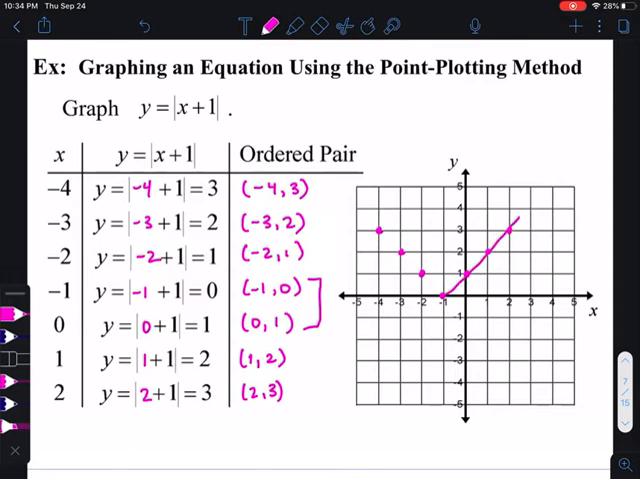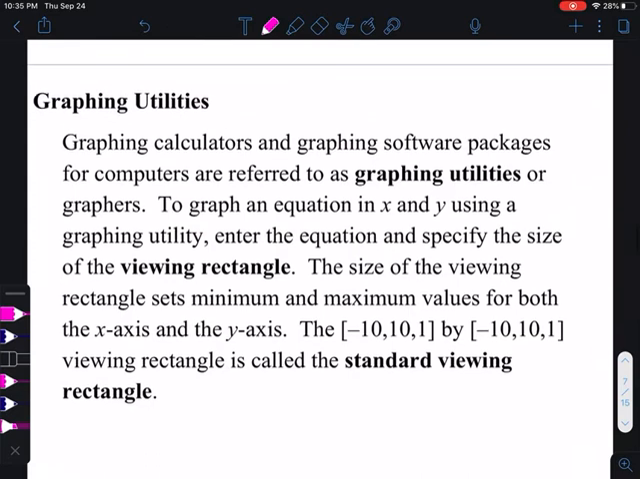And this makes a nice V-shaped graph. Hopefully you remember absolute value makes a V shape. Absolute value, value, value, V, right? Nice easy way to kind of remember that. When in doubt, make a table, plug some numbers in, and see what you get.